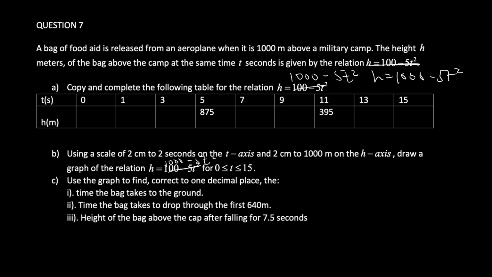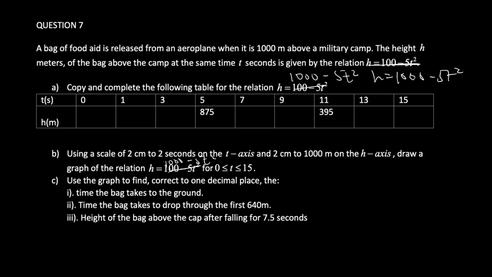C. Use the graph to find, correct to 1 decimal place, I. the time the bag takes to reach the ground, II. the time the bag takes to drop through the first 640 meters, III. the height of the bag above the camp after falling for 7.5 seconds. So let's move on to the solution.